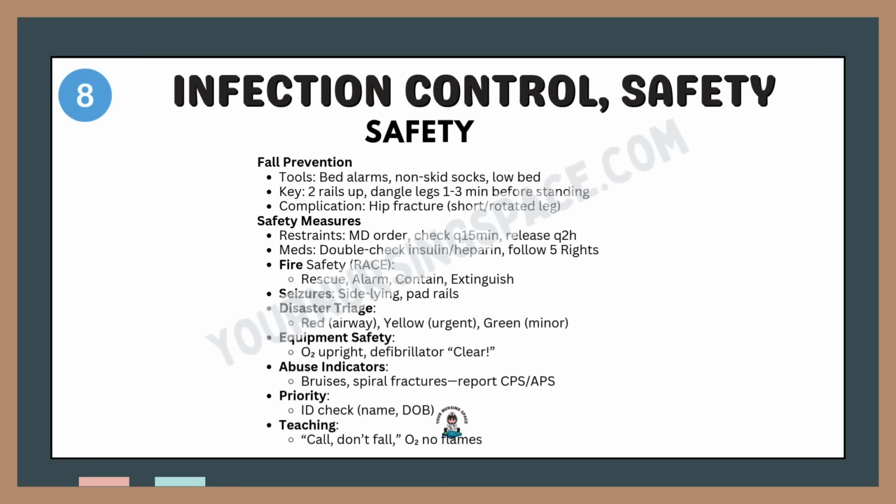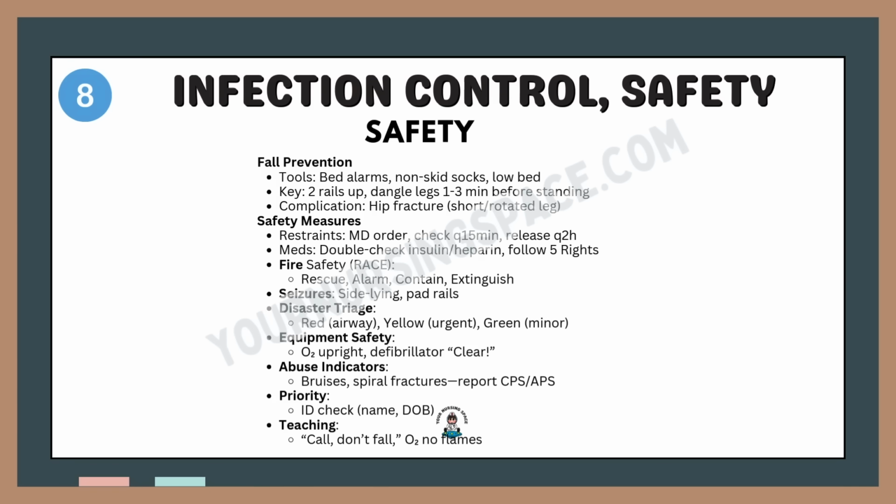Moving right along, restraints need an MD order every time, and you'll check them every 15 minutes, releasing every 2 hours. Always go least restrictive first, like mitts over a vest. Med safety comes next, so double-check those tricky ones like insulin or heparin, sticking to the 5 rights: patient, drug, dose, route, and time. If a fire breaks out, just remember RACE: rescue, alarm, contain, extinguish, and you're set, while for seizures, you'll get them side-lying and pad those rails to keep them safe.